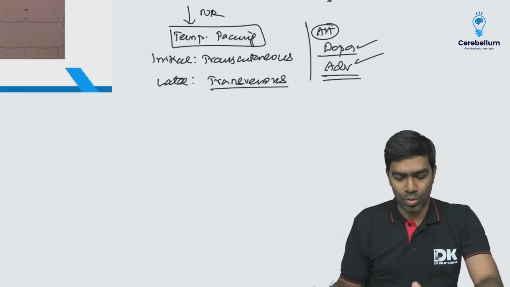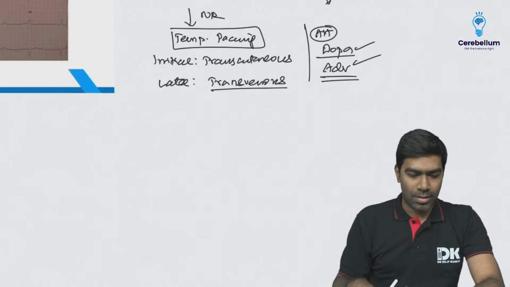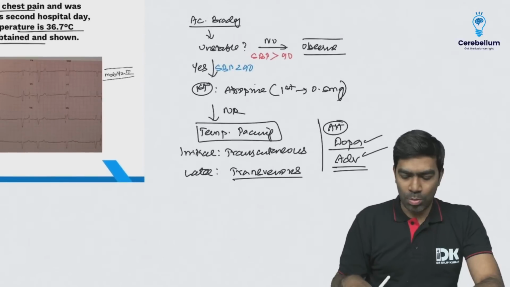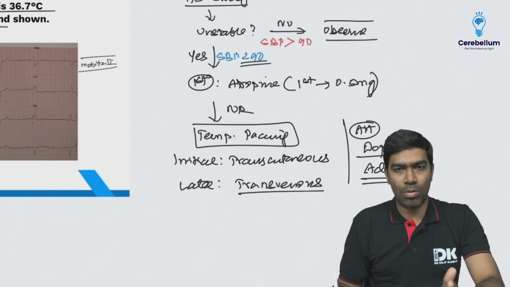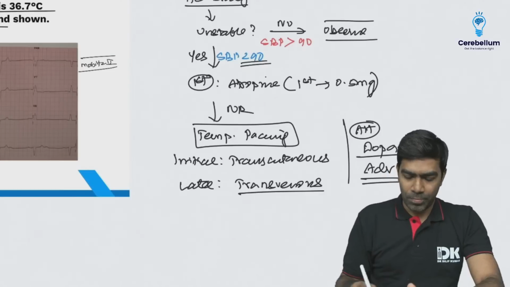These are things we are going to use, especially if the patient is in shock. Okay, so don't say dobutamine. Dobutamine cannot be used in shock patients. I told you already, vasodilating inotropes can never be used in shock. So these are the options for acute bradyarrhythmia.